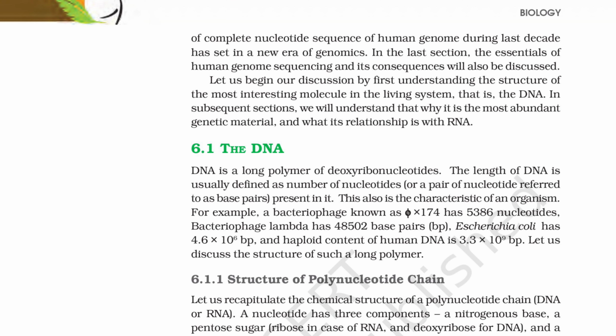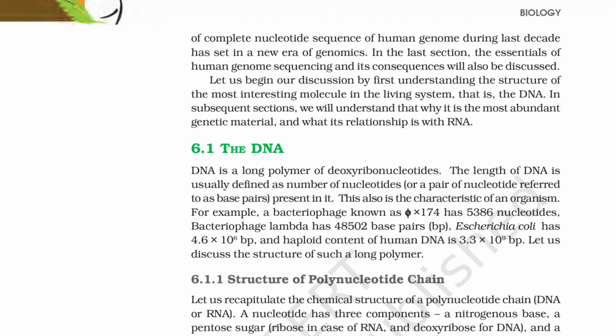For example, a bacteriophage known as phi X 174 has 5,386 nucleotides, bacteriophage lambda has 48,502 base pairs, Escherichia coli has 4.6 x 10^6 base pairs, and haploid content of human DNA is 3.3 x 10^9 base pairs. Let us discuss the structure of such a long polymer.